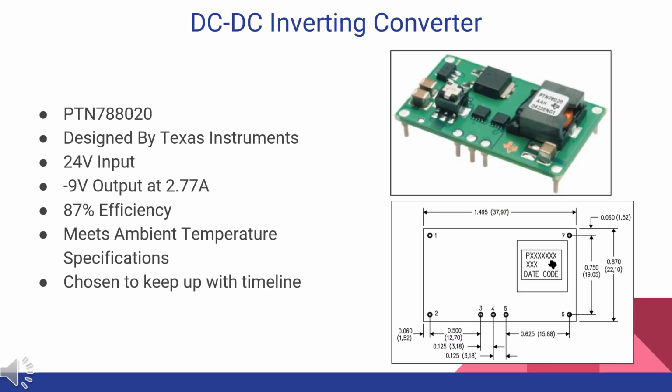The hot swap and current control circuit also feeds into the DC-DC inverting converter, which will convert the 24 voltage input confirmed by the hot swap and current control into a -9 volt output at a maximum of 2.77 amps. This was also chosen to keep up with the timeline and to make sure that the rest of the circuit is being provided with efficient and stable power for an efficient and stable Rogowski Coil Integrator as a whole.